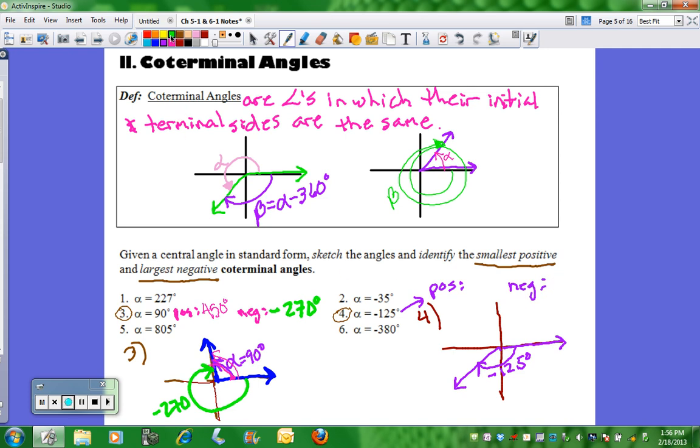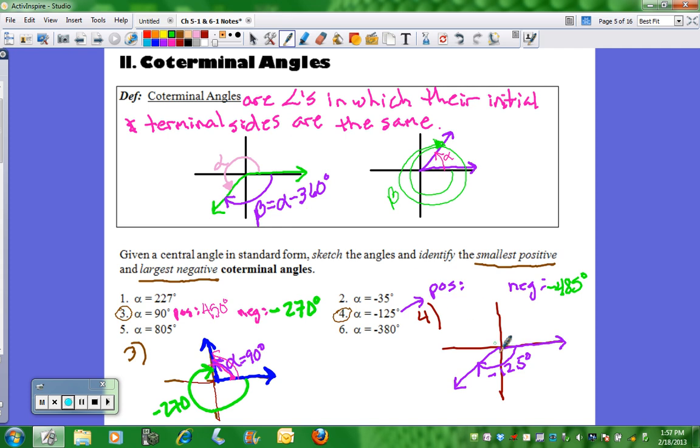Well, the largest negative is actually easier to find first, because if I go this direction and I loop, I just need to go around again. And then that would be my largest negative that is a coterminal angle to the negative that we're given. Okay, remember, you cannot be coterminal to itself. So I can't use negative 125. I got to go loop around again. So that's negative 125 and negative 360 again. Okay, so that should land us at negative 485 degrees.